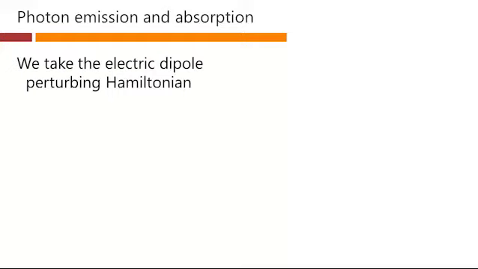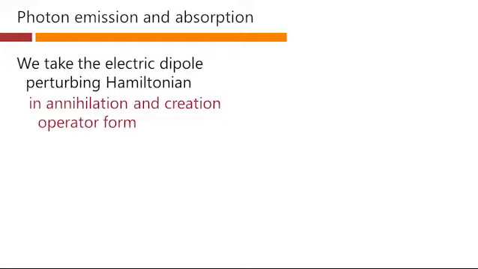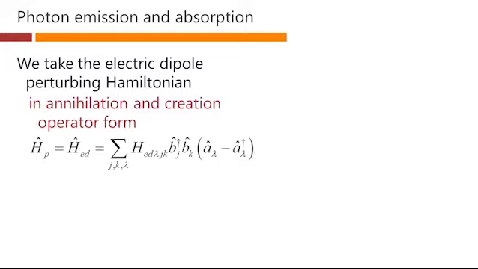We're going to take the electric dipole perturbing Hamiltonian now and look at photon emission and absorption. So in annihilation and creation operator form, we've already figured this out. This is our perturbing Hamiltonian.